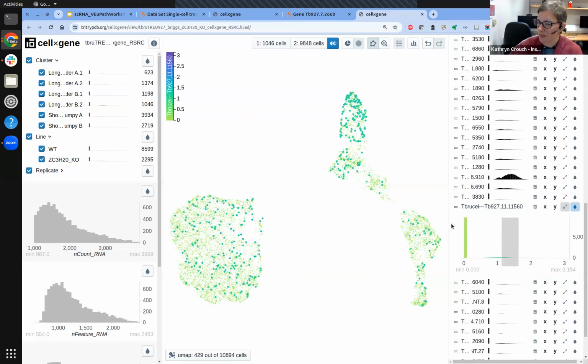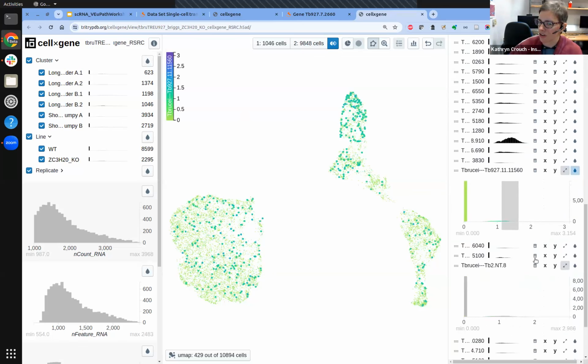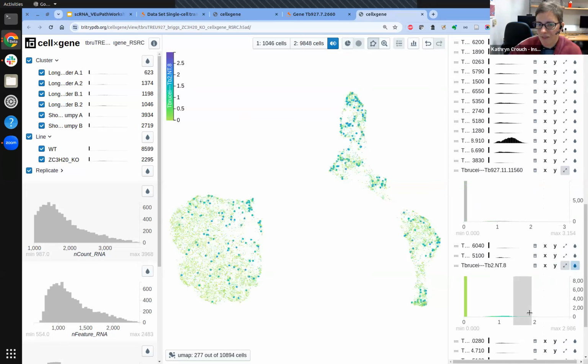The other one that they noted might be interesting is this is a non-coding RNA here, which again is, sorry, let me click that one off, mostly expressed up in this cluster, and they think that that one may have some further regulatory properties.